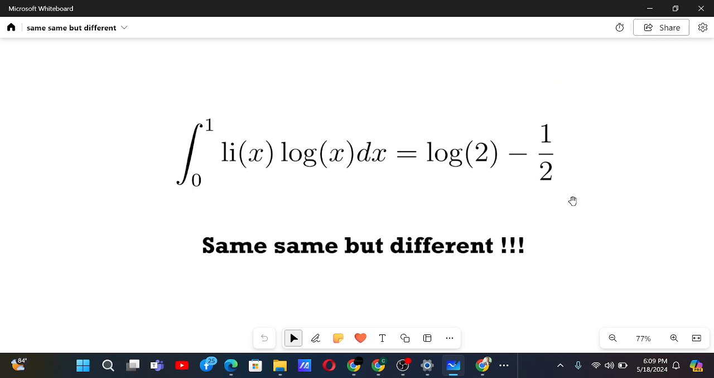Same, but different. In this integral we have the logarithmic integral function as well as log of x in this product, and we have to integrate it. And the answer is pretty beautiful: log of 2 minus 1 by 2.